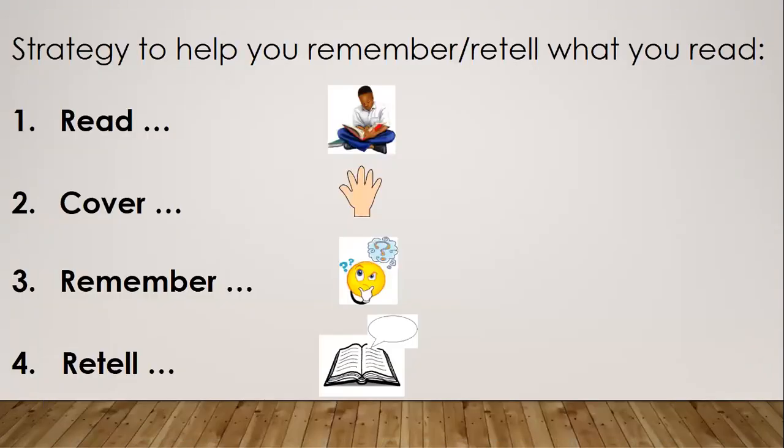All right, to recap what we did today, we have a strategy that can help us remember and retell what we have read in informational text. We have 4 steps that we do. Step 1 is to read, just enough that we can cover with our hand. Number 2, we're going to cover what we read. Number 3, we're going to think about and remember what we've read. And number 4, we're going to retell either to ourselves or to a partner or to an adult.